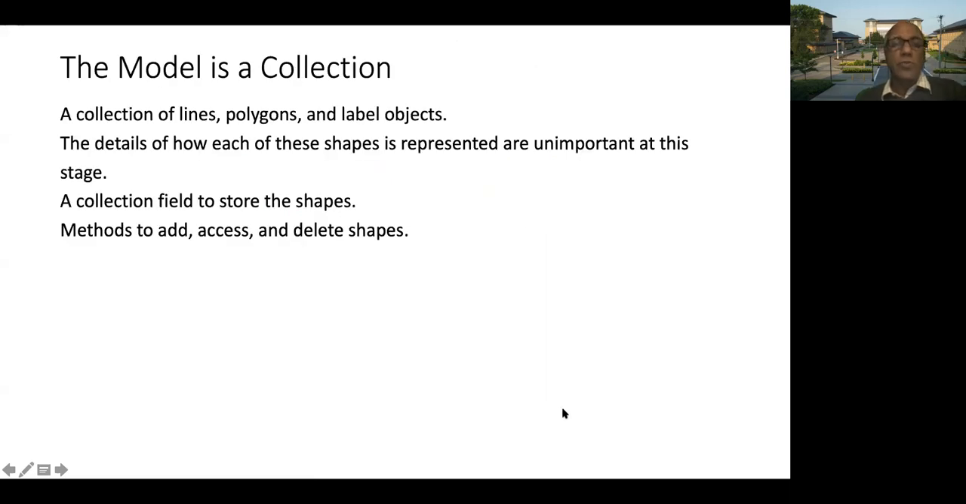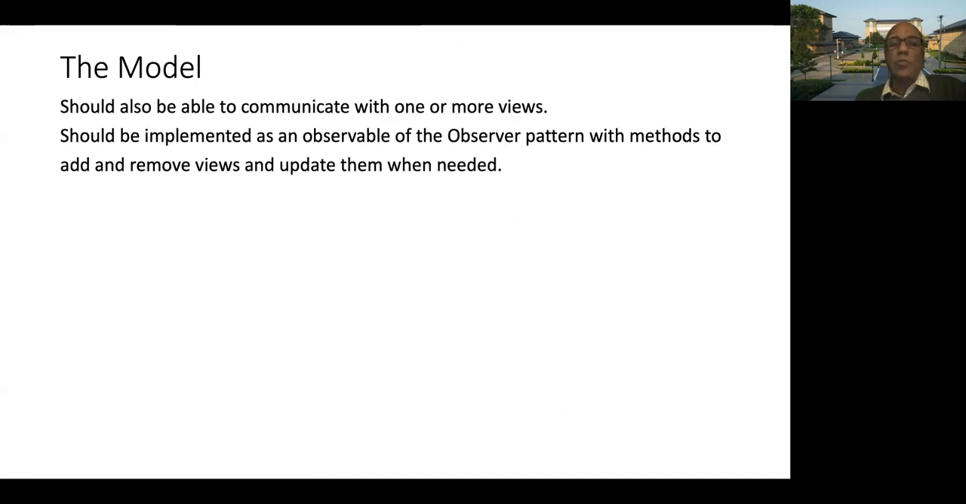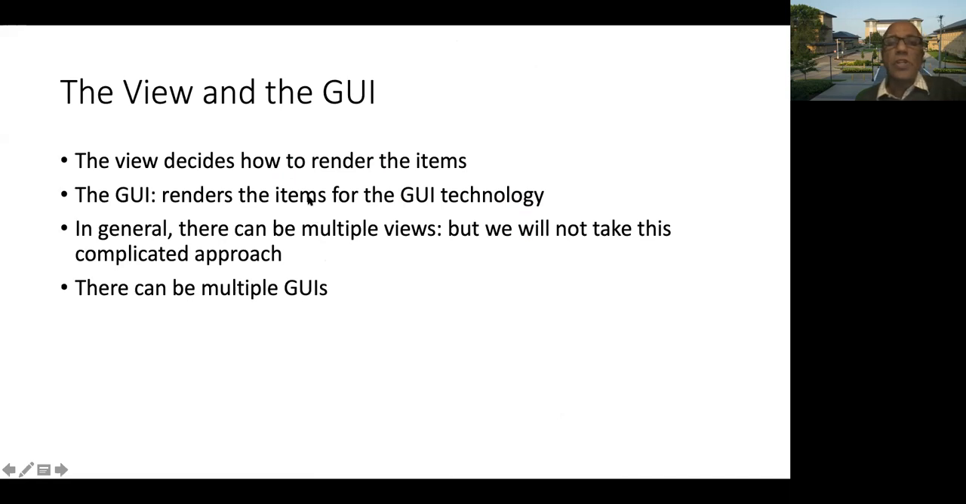The model, as we saw, is much simpler. It just is a collection, nothing more. And the view is also not all that hard. All it does is it observes the model and draws everything it sees. But it doesn't have to draw everything. That can be a decision made. I mean, you could say, I will only draw the last 10 shapes. If you want to make that decision, that's fine.